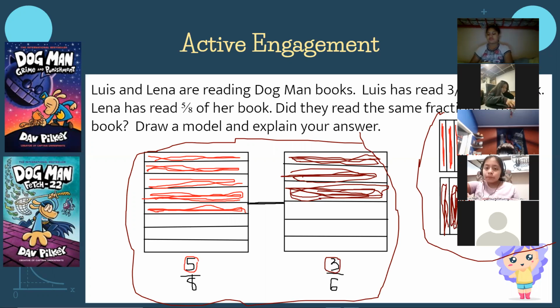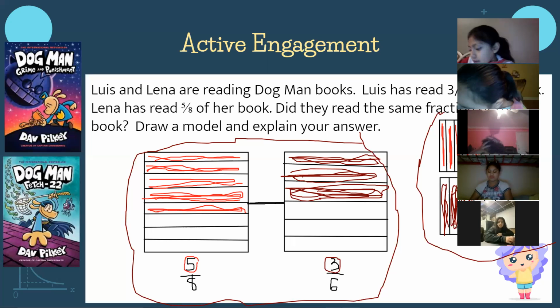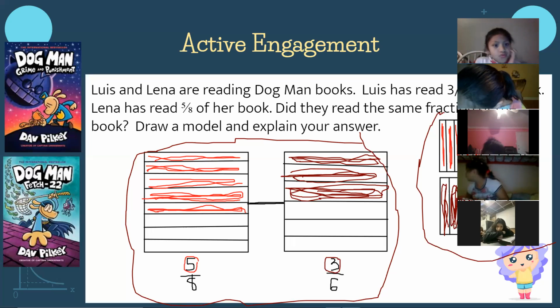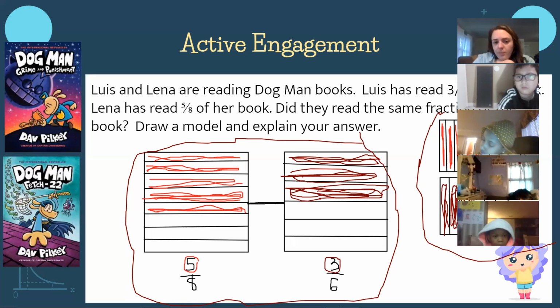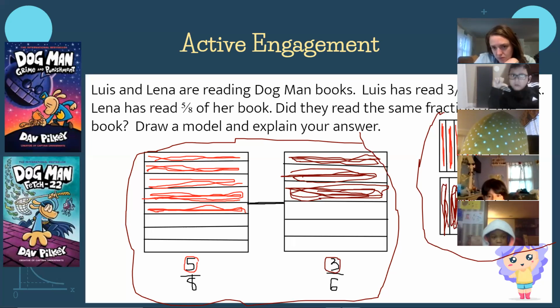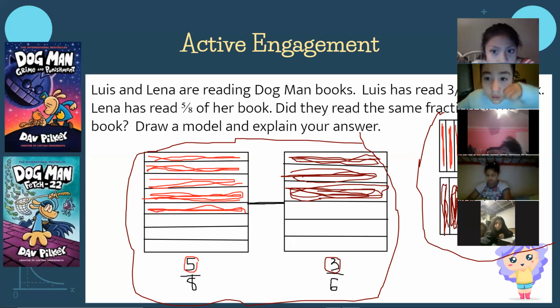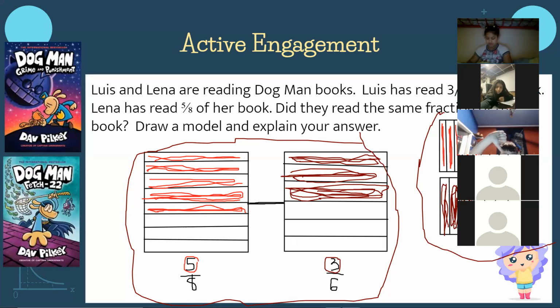But what did you guys notice? Were these two fractions equivalent? Yes or no? What do you guys think? Show me with your thumb. Are these two fractions equivalent? Show me with your thumb. Yes or no? Do they have the same amount shaded? I see two people shaking their head no. Okay, I see Brandon with his thumb down. You guys are correct.